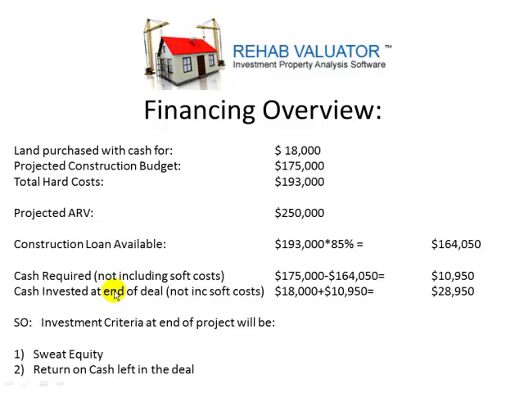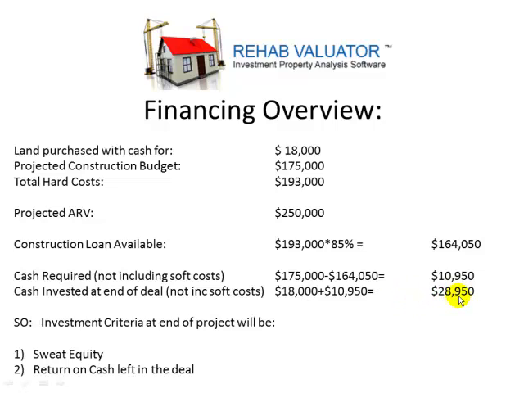And then cash invested at the end of the deal is also going to include what I've paid for land. So that brings me roughly to cash required to do this deal of about $29,000, not including my soft costs, which are closing costs on the loan, points, and interest. So I'll show you all of the numbers in just a second.